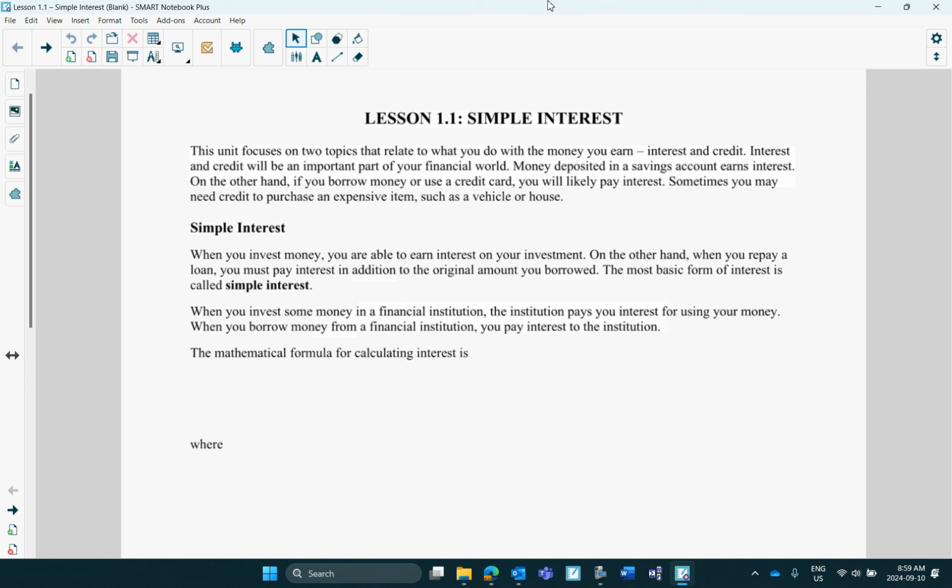And as I said, there's two types of interest. One is called simple, which is used in different areas. The other one, called compound interest, is more commonly used. We'll talk about that tomorrow. But a simple interest formula.